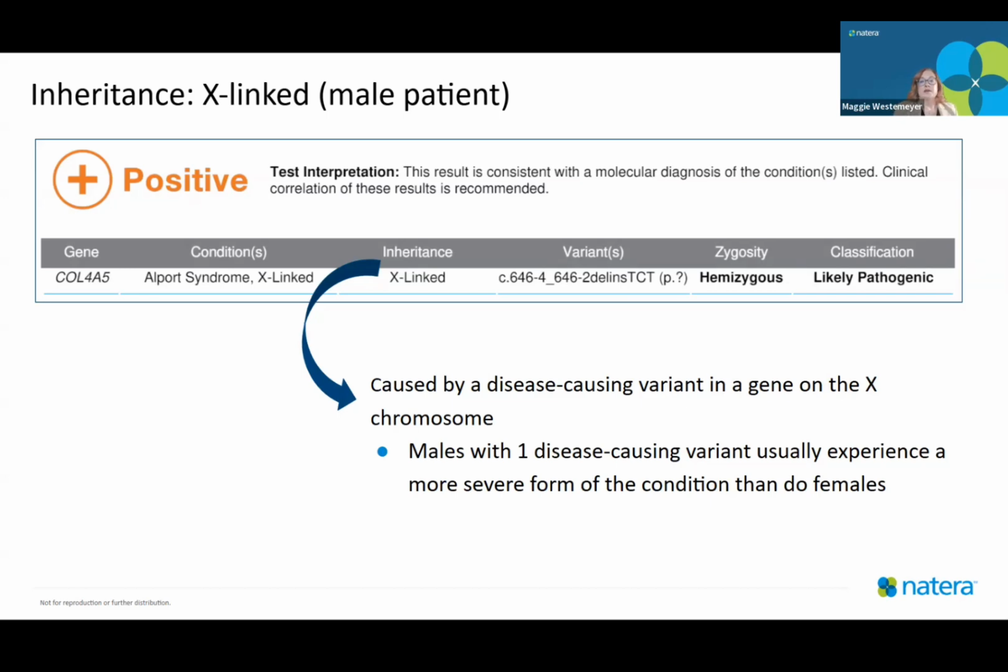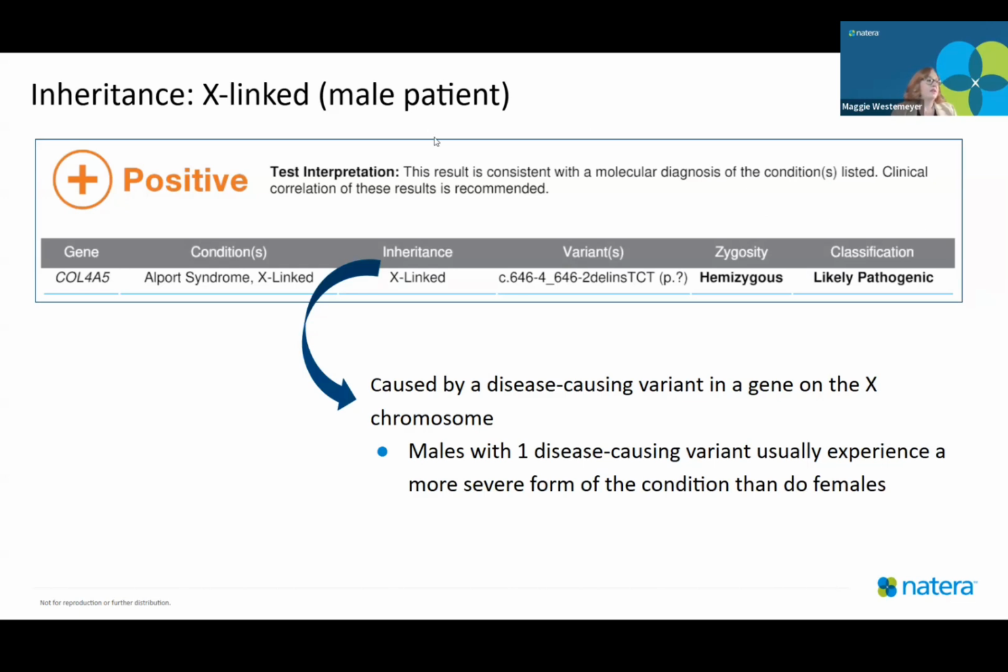So we know that X-linked inheritance is associated with disease-causing variants in any gene on the X chromosome, for which males typically have one copy and females typically have two copies of the X. And so here we're seeing a positive result for X-linked Alport syndrome in a male. And so because males lack that second functional copy of genes on the X chromosome, males with one disease-causing variant usually experience a more severe form of a genetic condition than females, but not always.